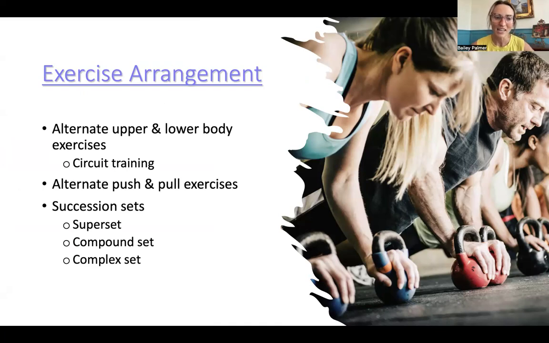A succession set is doing 2 exercises back to back with no rest in between until you finish both of those exercises. A superset is usually agonist, antagonist, back to back. So an agonist muscle area like the biceps, followed by antagonist triceps. A compound set would be doing the same muscle area back to back because we're compounding the stress onto one area, such as doing squats and then doing lunges. We're hitting the quads and the glutes really hard.